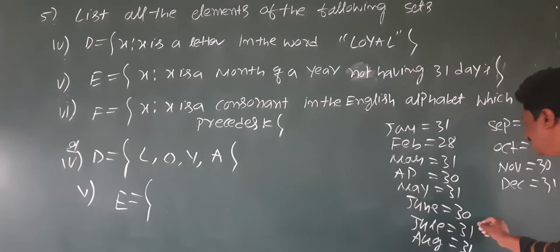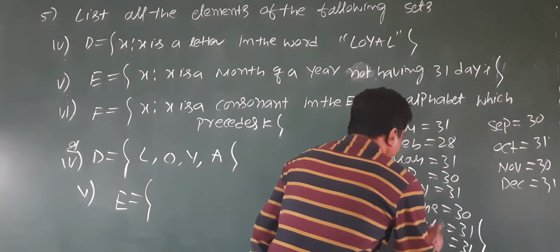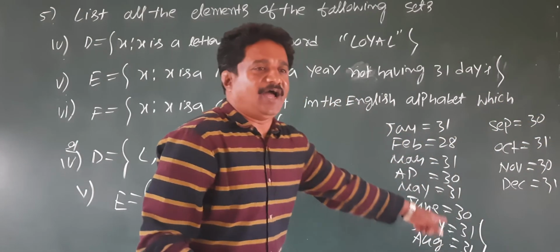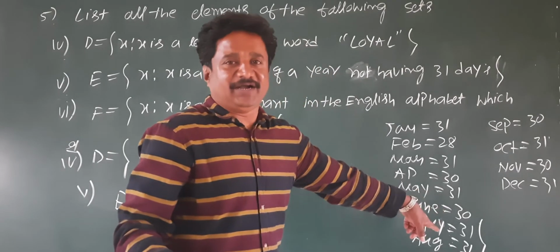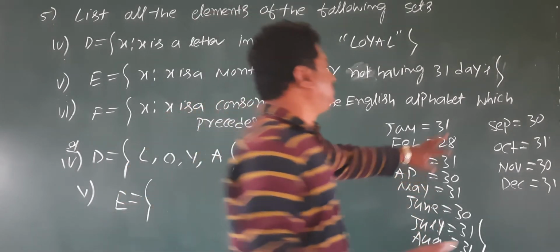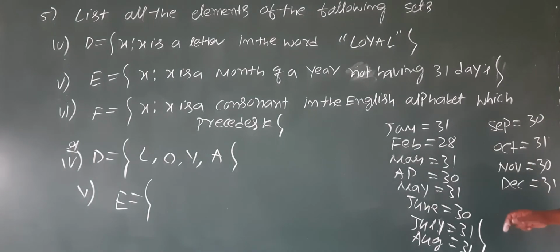Keep this in mind. So write July and August. July and August both will have 31 days. After that just alternating: 31, 31, 30, 31, 30, 31. Right? Now count from that.